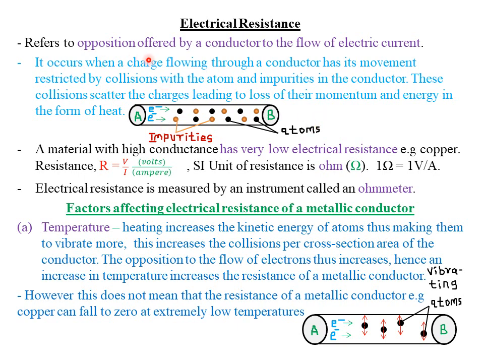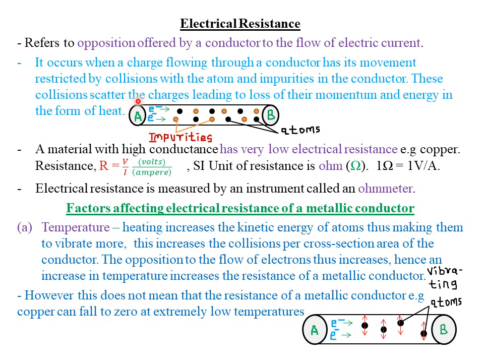Then we are saying that resistance occurs when a charge flowing through a conductor has its movement restricted by collision with the atoms and the impurities in the conductor. Remember, as the electrons collide with these impurities and the atoms, they tend to lose the energy.